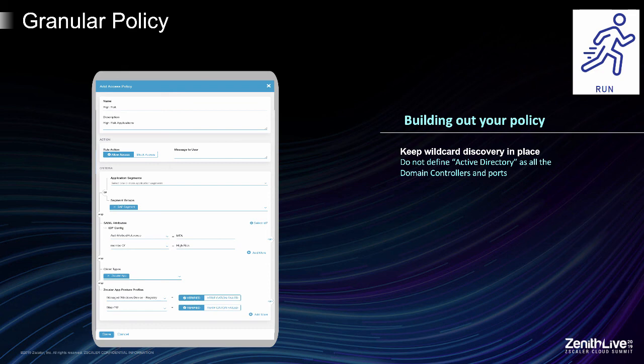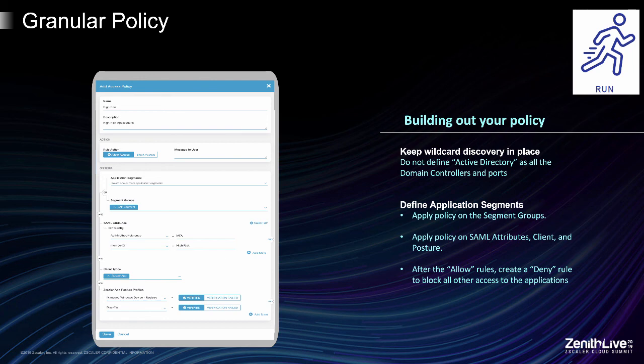One thing I'd recommend: do not define Active Directory as an application. Leave that as the wildcard discovery. You can define Active Directory, of course, if you know where all your domain controllers are and all your ports, but it'll be a thankless task. Someone will add a domain controller, you won't know about it, and then you'll start to see some challenges going on. So my recommendation, use the wildcard discovery for Active Directory and define everything else.